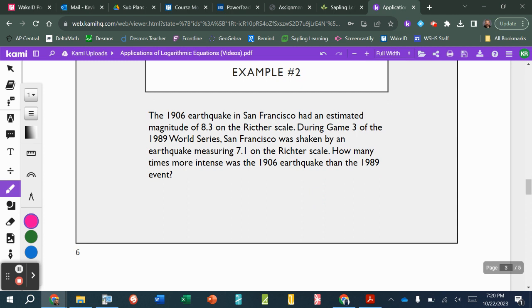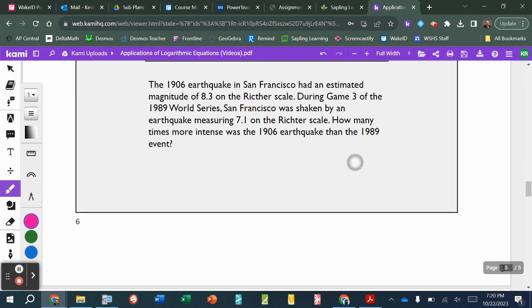We can tell by the Richter scale reading that it was stronger, but what does that really mean? I mean, 8.3 to 7.1, yes, they're both severe earthquakes, but how can we tell how many more times intense it was? Well, to do this, we've got two earthquakes, so we're going to use that formula twice. So I'm going to start by writing an equation for both earthquakes.